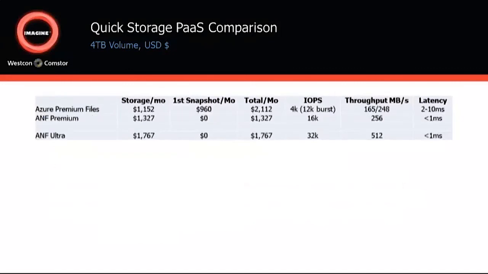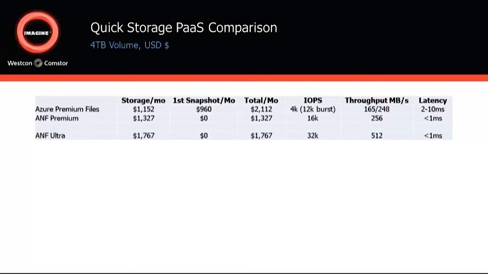So here's a quick comparison for you, Azure Premium Files versus ANF Premium. Azure Premium Files has been around for years. ANF Premium, the newer service, is the middle tier. So the storage per month, we're a little bit more expensive. We're $1,300 instead of $1,100 per month.